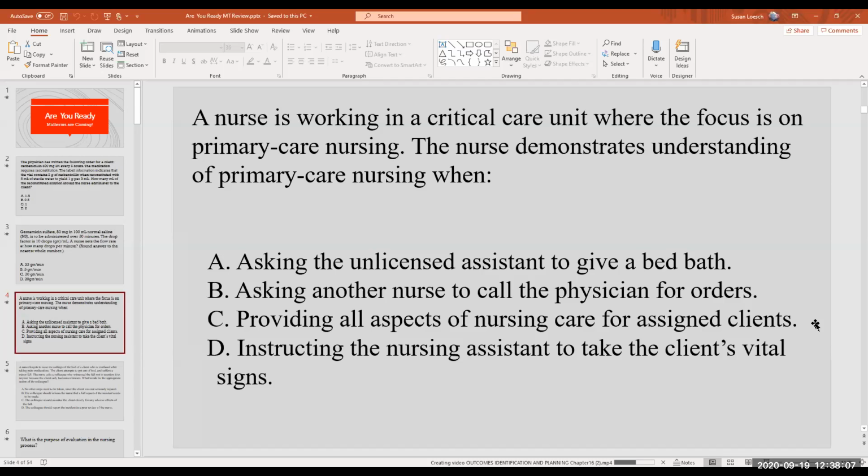So B as in boy, did I hear? No, C as in cat, providing all aspects of nursing care, correct? Yes.